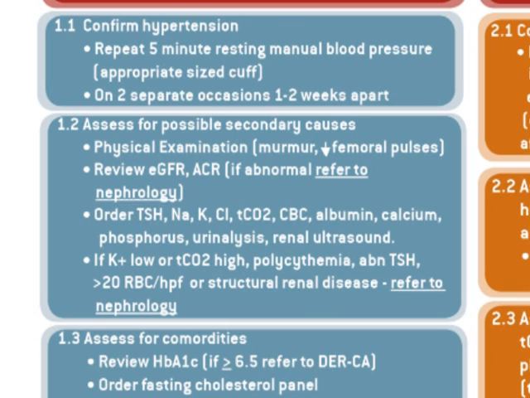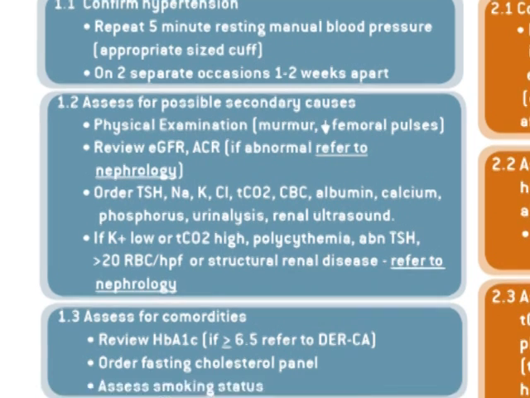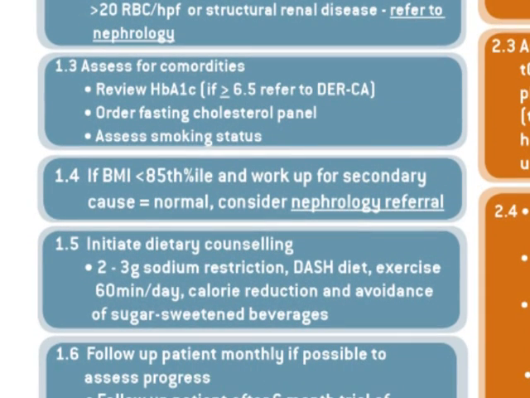We also recommend assessing for comorbidities, specifically diabetes with a hemoglobin A1C, as well as a fasting cholesterol panel, and to assess for smoking status. If there is no obvious cause elucidated from the initial workup and they are lean with a BMI less than the 85th percentile, further workup may be required, and we do recommend a referral to nephrology in this case.